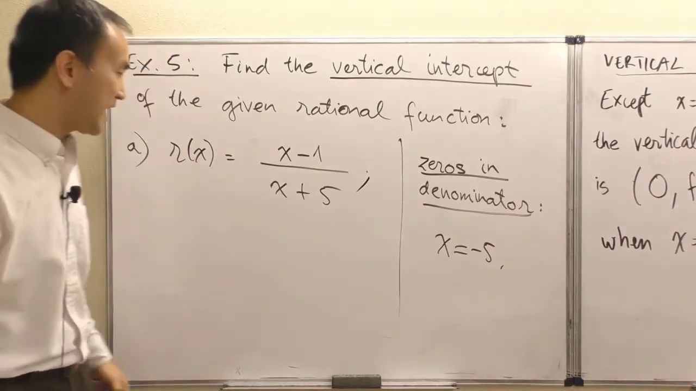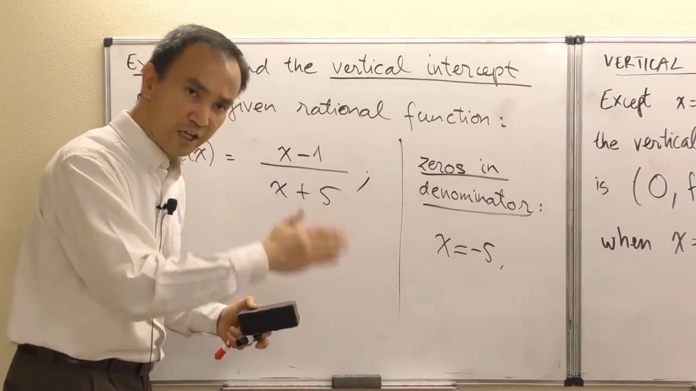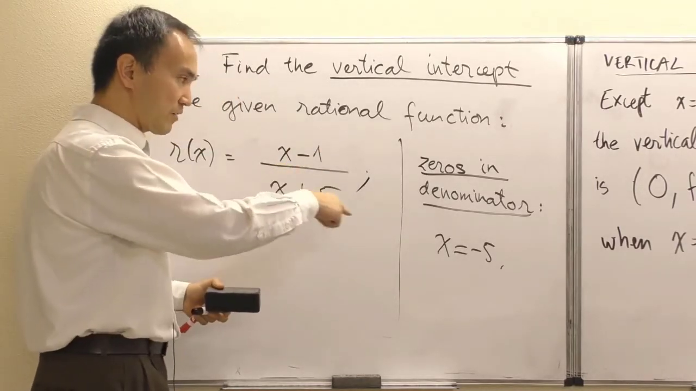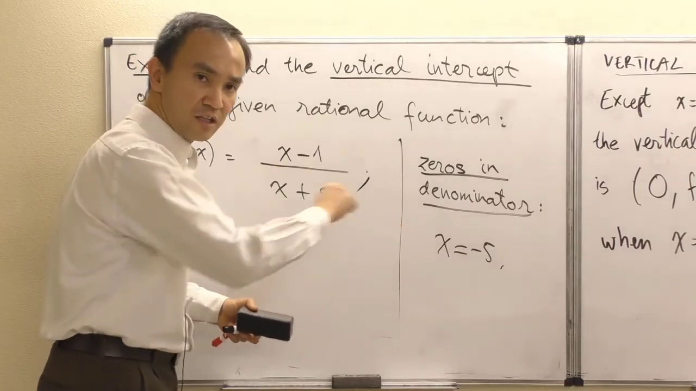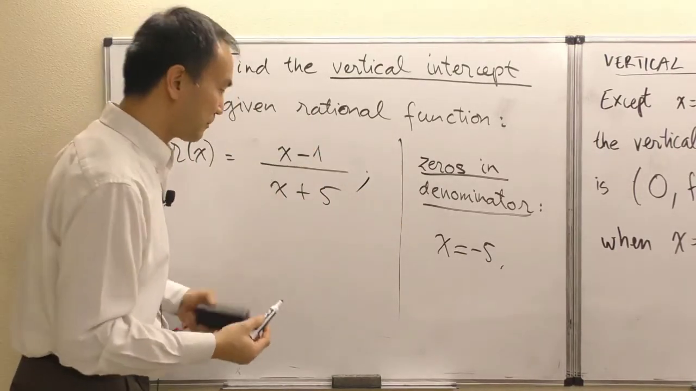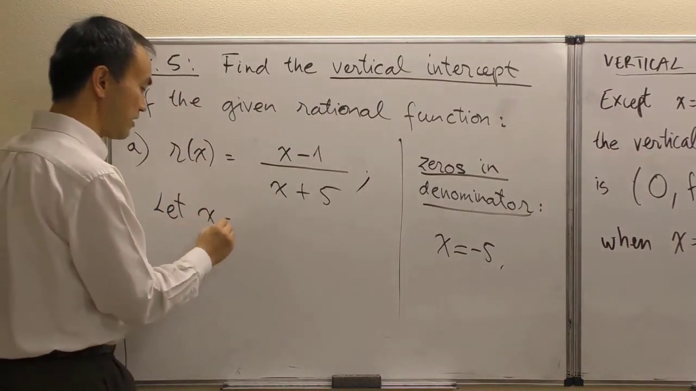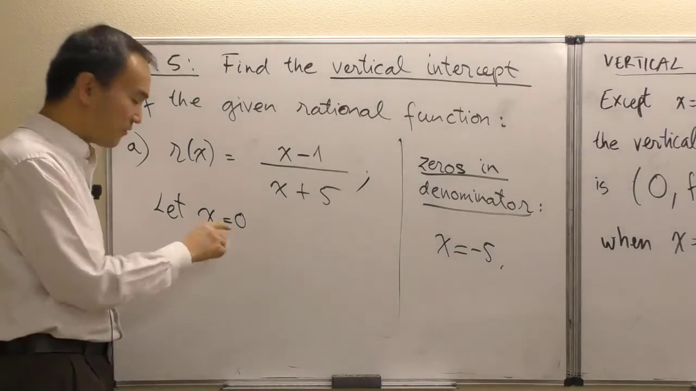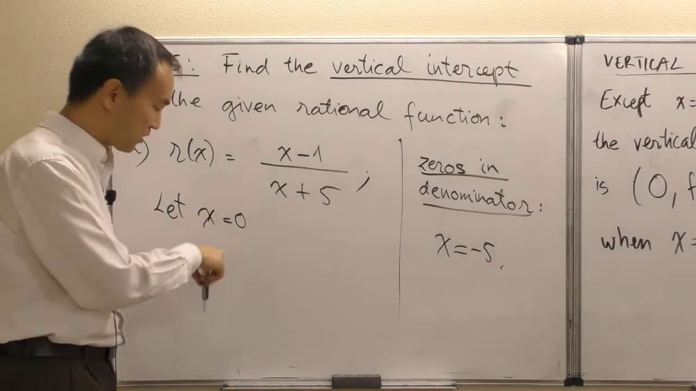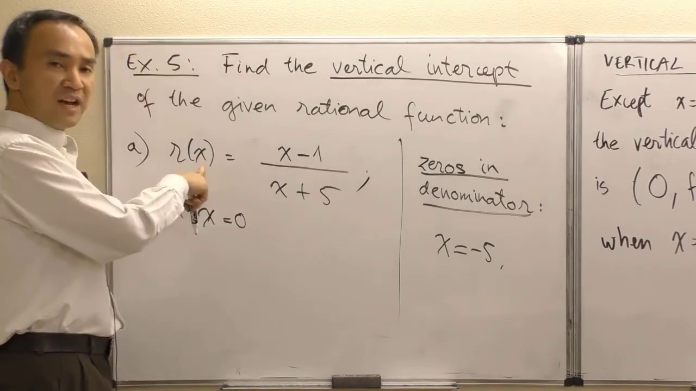So in that case, we know immediately that we will have a vertical intercept, because x equals 0 is not a 0 in the denominator. That's what the generalization I wrote on the other board is all about. So now I'm going to go ahead and let x equal 0, because now we know we will have a value. We can move freely with letting x equal 0 and substitute that into the function.